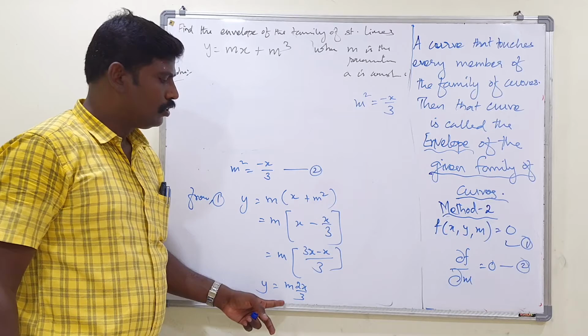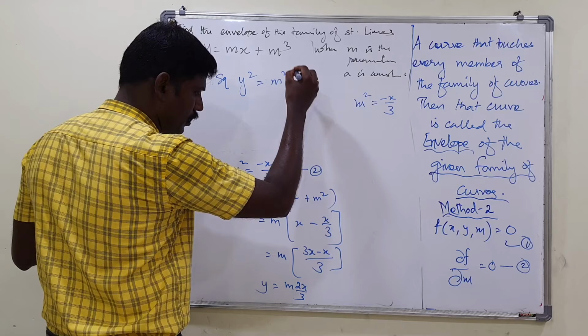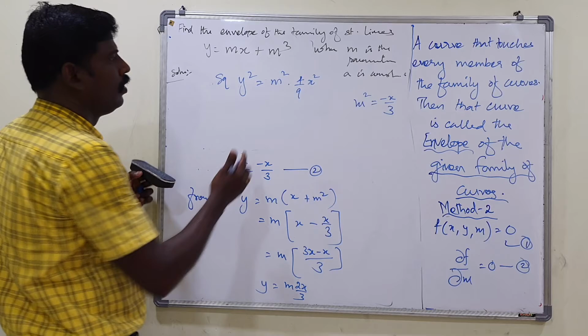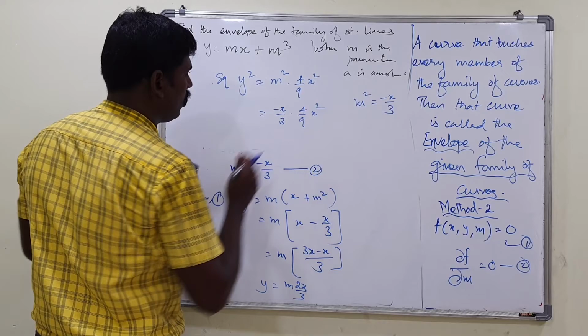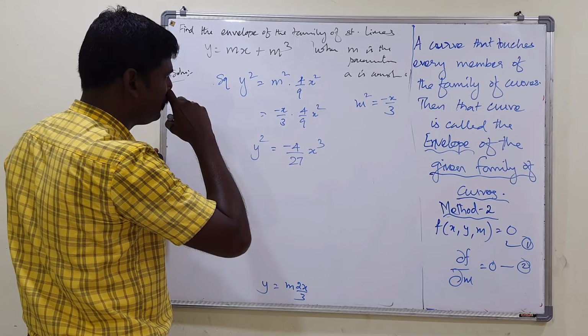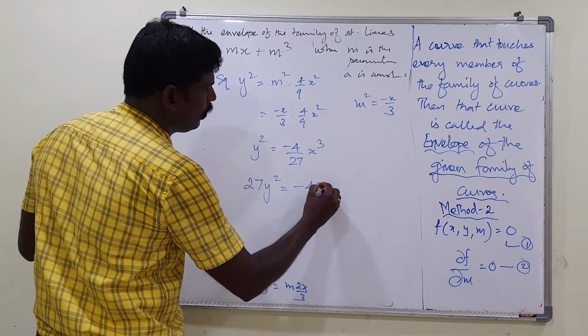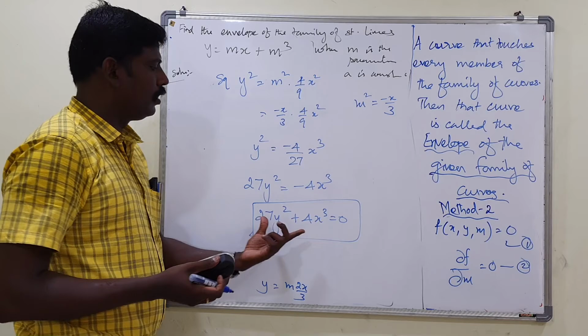So I am going to eliminate this m by squaring on both sides. So squaring on both sides, y square equals m square into what is the square of 2x by 3? 4 by 9 x square, isn't it? Right? Squaring of this value here. Right? Now again I can substitute the value of m square by minus x by 3 into 4 by 9 x square. So what is the result? That is equal to minus 4 by 27 x cube is the value of y square, isn't it? Right. Take this 27 to the left hand side, 27 y square is equal to minus 4 x cube. So 27 y square plus 4 x cube equal to 0 is the equation of the envelope for the given family.